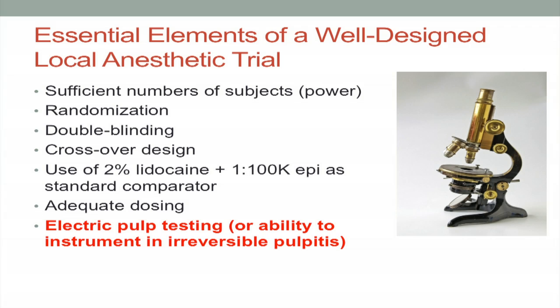It should be a crossover design so all of the subjects receive both of the experimental agents. And 2% lidocaine with 1 to 100,000 epinephrine should be used as the standard comparator. There should also be adequate dosing, which means that for virtually all injections there should be at least a full cartridge of local anesthetic deposited. And it is very important that profound local anesthesia be determined through electric pulp testing, or in cases of irreversible pulpitis, the ability of the operator to instrument the tooth by making endodontic access.